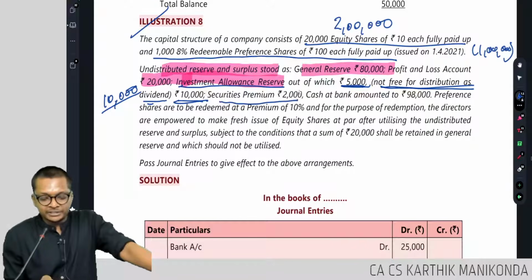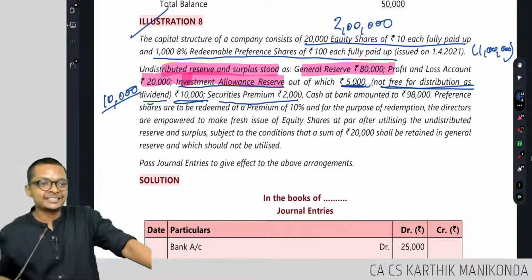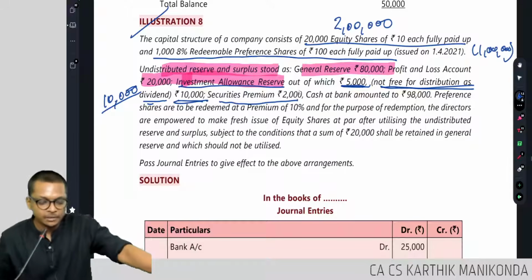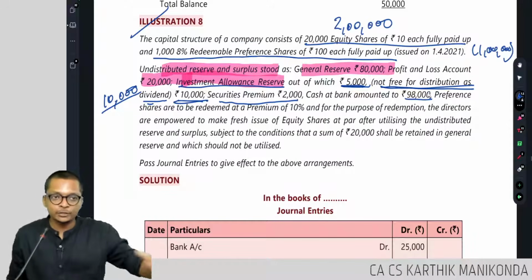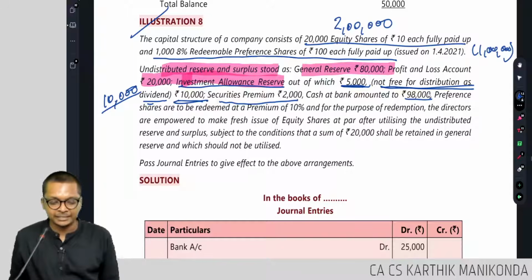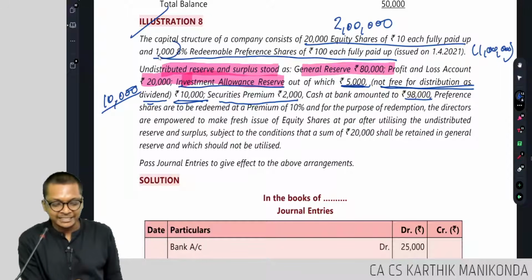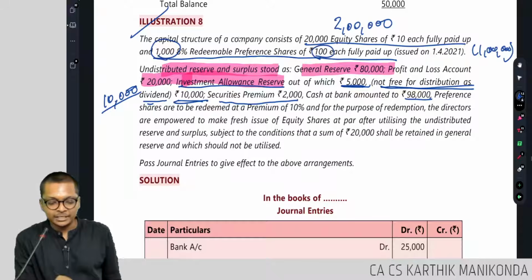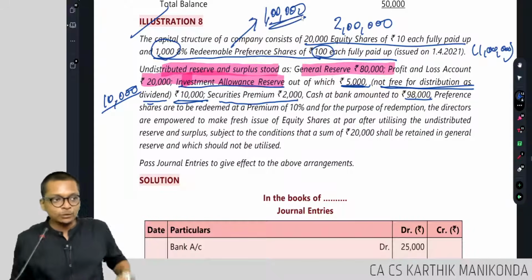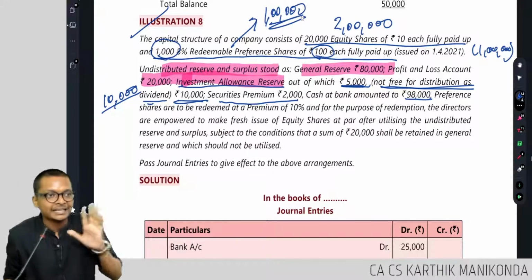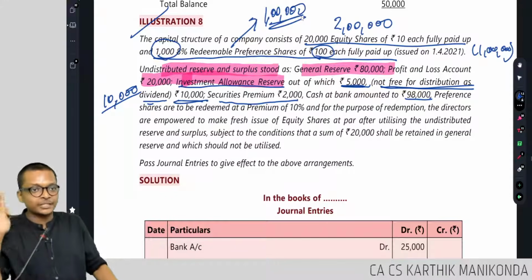Securities premium 2,000, what to do with that? Nothing. In this chapter, ignore securities premium. Cash at bank amounted to 98,000 rupees because we need to repay preference shares. I have only 98,000, but preference shares is how much, guys? 1,000 into 100 is how much? 1 lakh. I need to repay 1 lakh, but I have only 98. That also is something you should keep in mind.